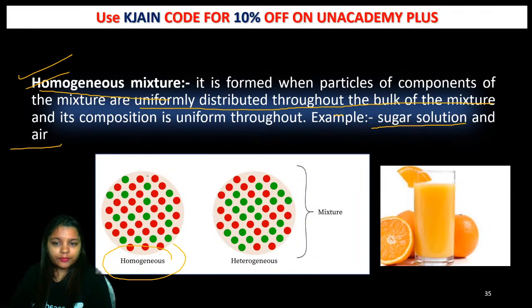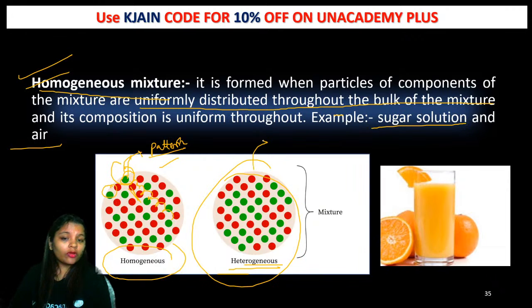See here, we have a pattern. Here a pattern is following: green, green, red, red, green, red, red, green. After every green dot we have two red dots. So there is a pattern. But in a heterogeneous mixture, there is no pattern. The pattern is not there.